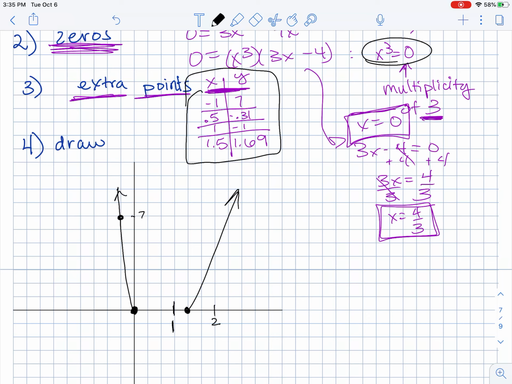At 0.5, it's at -0.31, so half of the way it's at -0.31. At 1, it's at -1, if we call this -1. And at 1.5, it's at positive 1.5, so it's right here. It'll be like positive 1.69. So we're just going to kind of graph what we have here, and that's what it looks like. Something like that.